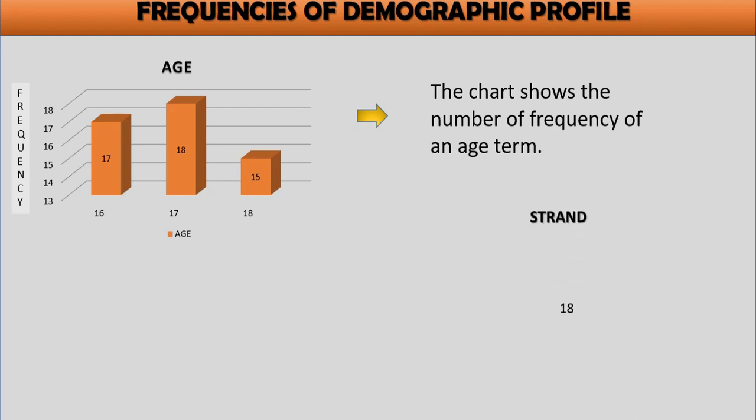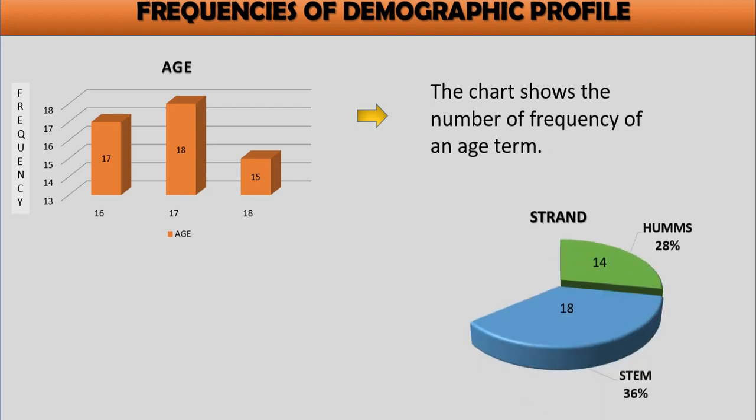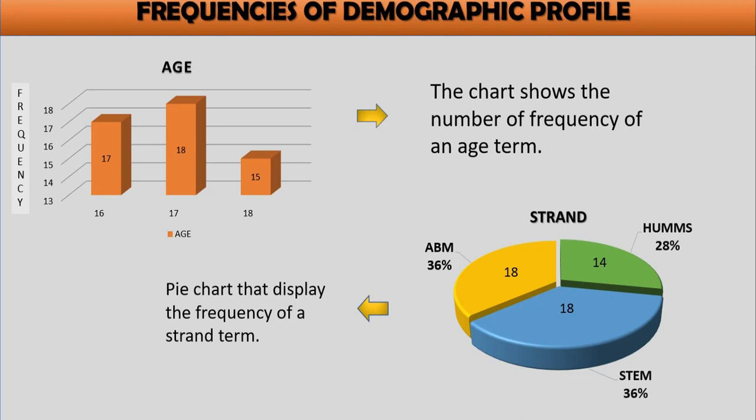Next is the strand. Here we can see a pie chart. It shows the number of senior high school students in the University of Mindanao in terms of strands. It shows the distribution of respondents by strands. It can be gleaned that most of the respondents are from the ABM and STEM strands, with a total number of 18 or 36%, followed by the HUMSS strand, with a total of 14 respondents or 28%. This pie chart displays the frequency of the strand term.